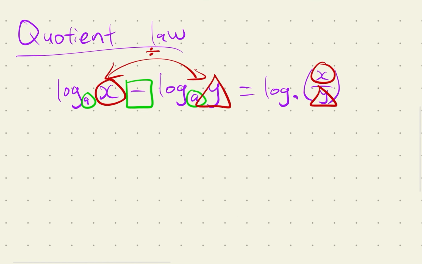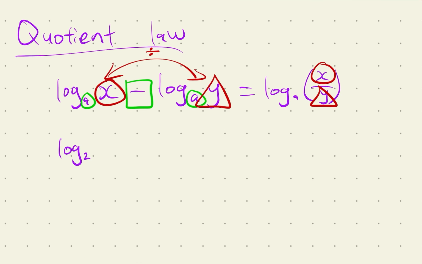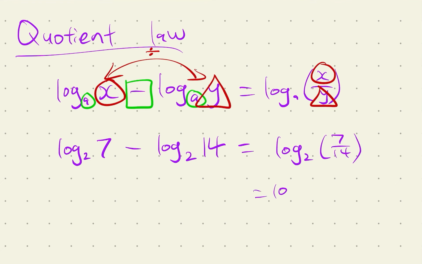One example we can do is log base 2 7 minus log base 2 14. So what we end up getting is log base 2 7 over 14, which we can write as log base 2 half.